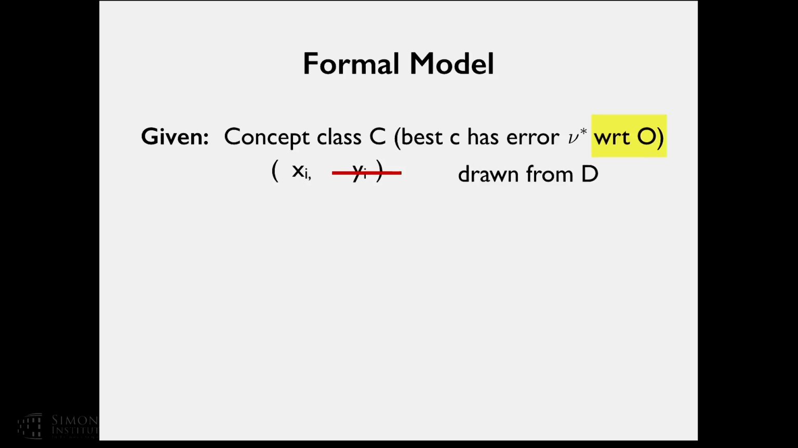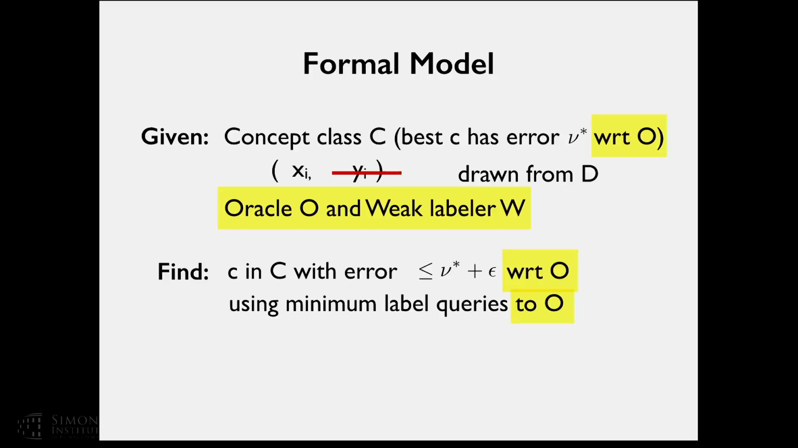And formally, again, we have a concept class C, where the best classifier has some error nu star with respect to O. And again, you have a bunch of Xi's and interactive queries that you could make either to the oracle O or the weak labeler W. Your goal is to find a concept in C with error nu star plus epsilon. And here the catch is that this error is with respect to O, while minimizing the number of label queries to O. So here we are assuming that the oracle is the ground truth, and we are trying to approximate the oracle's labeling function using the best concept in the class. Okay, so this is the setting. Questions until now?